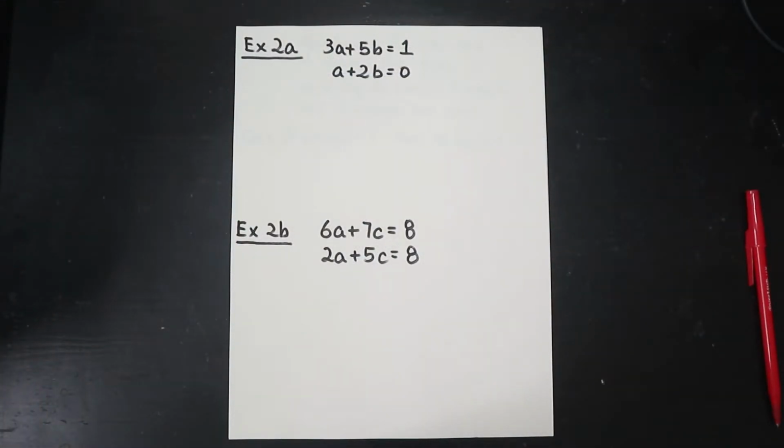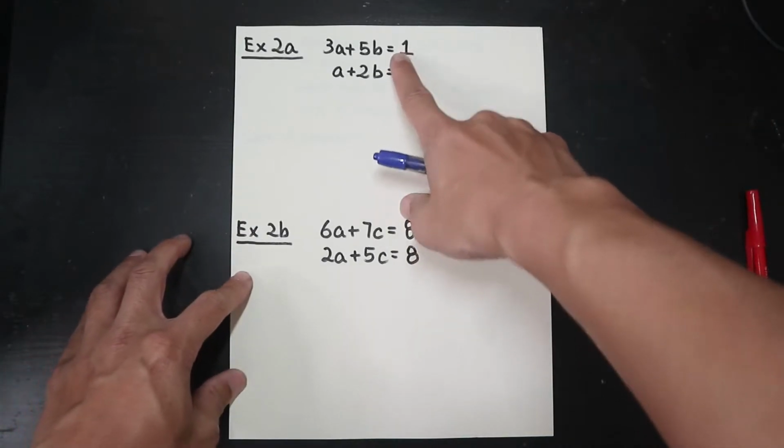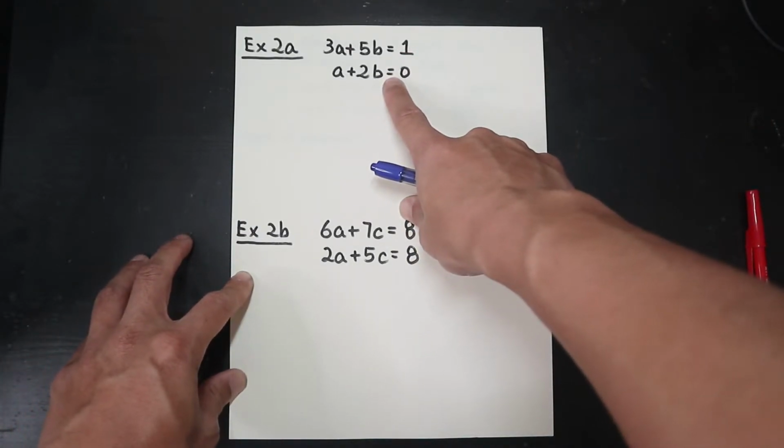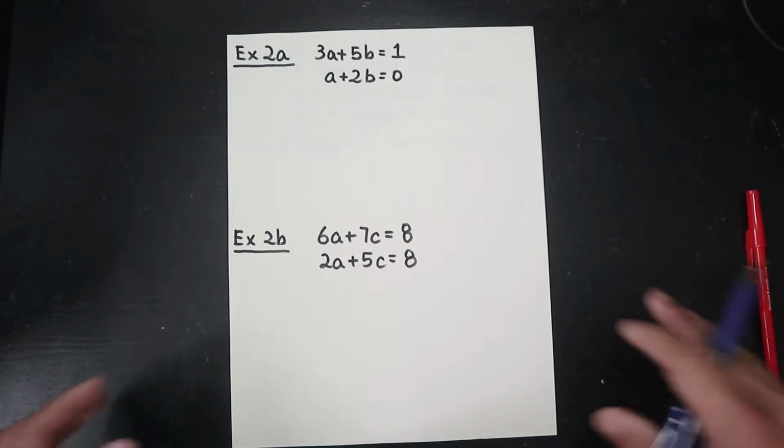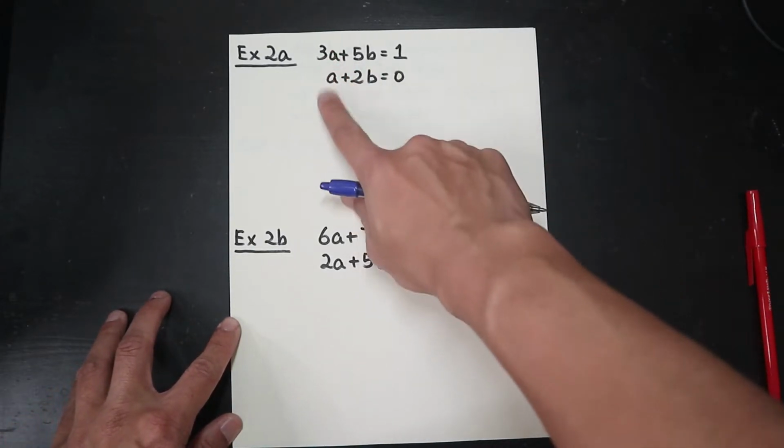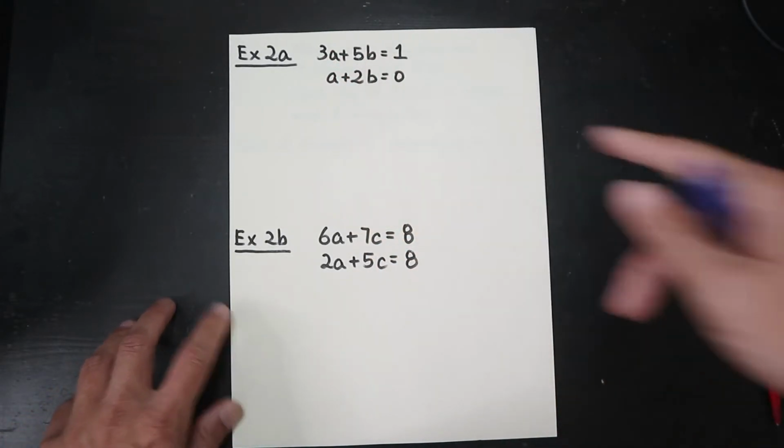Well, in example 2a and 2b, let's take a look at something that I'm sure some of you are going to ask. Because some of you are probably going to wonder, like, well, what happens if I see an equation or two equations that do not have opposite signs? Like, what do I do? Because I don't see 3 and negative 3, I don't see 5, negative 5, or 2 and negative 2.